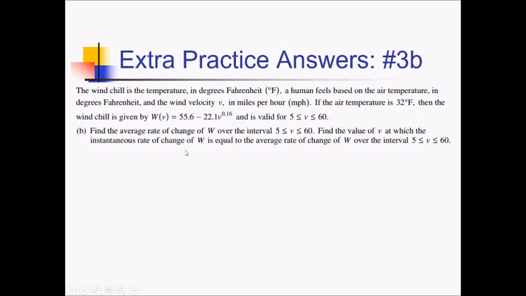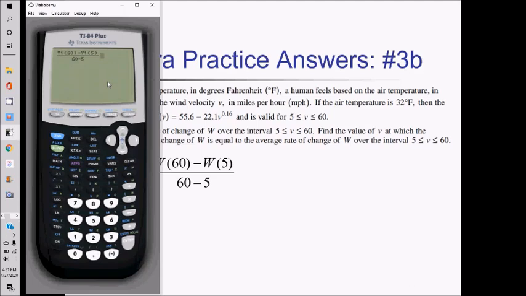First, they want us to find the AROC for W. So in general, that's going to be W of 60 minus W of 5, all over 60 minus 5. And let's see what that comes out to. So here we are back on the calculator. Now I've stored W in Y1 in part A. So I'm just doing basically W of 60 minus W of 5 up there. And pressing enter, comes out to about negative 0.254.